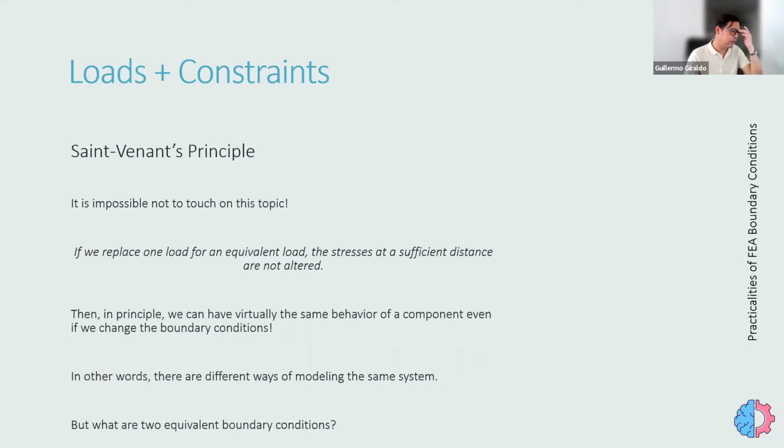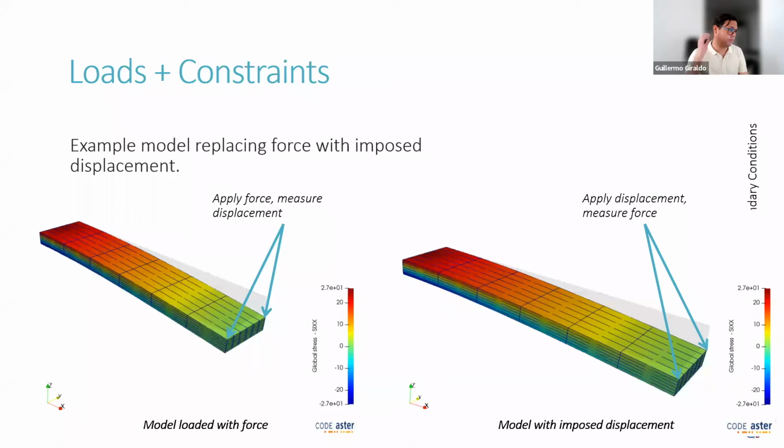So, what are two equivalent boundary conditions? On forces, you can replace pressures with equivalent forces. That's something we know how to do. Or tractions, replace them with forces, or moments, we can replace them with pairs of forces. We know that, but I want to talk about a very particular application of this: two equivalent boundary conditions, one of them being a force and one of them being a constraint or an imposed displacement. And we will see that that is completely possible.